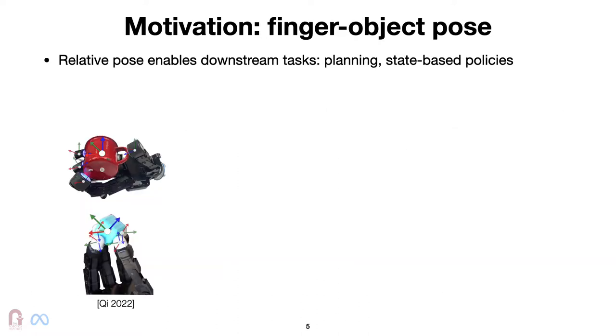Getting this finger-object relative pose is vital for closing the loop for downstream tasks for which pose information is required. Examples of these are downstream planners, state-based policies and controllers.